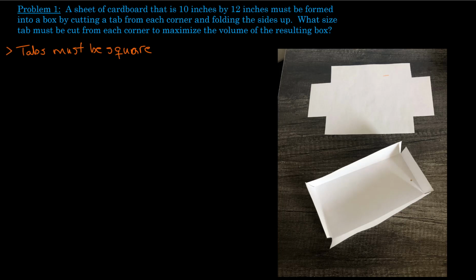So one of the first things that we need to notice here is that the tabs must be square. Notice I haven't read the whole thing. I've just read the first sentence here. What size tab must be cut from each corner to maximize the volume?